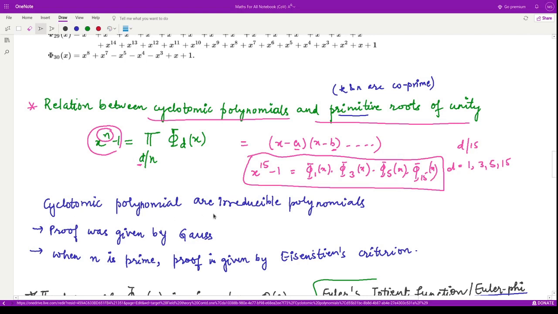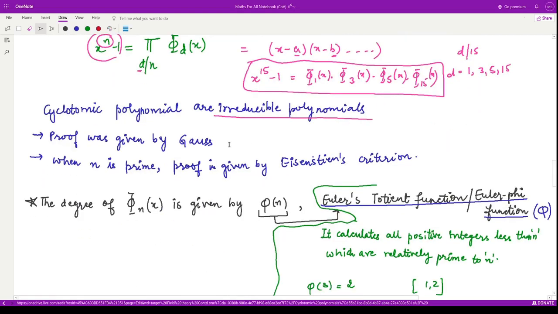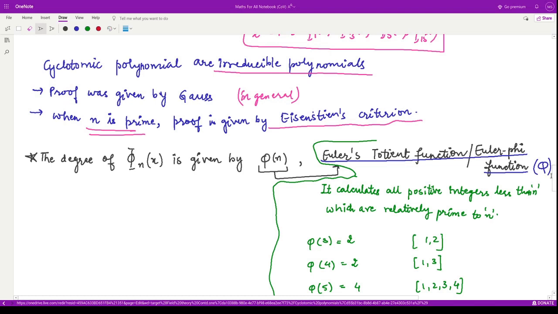Moreover, these polynomials are irreducible polynomials as it is given in the definition. So this proof in general was given by Gauss, and when n is prime, it is given by Eisenstein's criterion, and we have already proved this, right, using Eisenstein's criterion in the previous video.